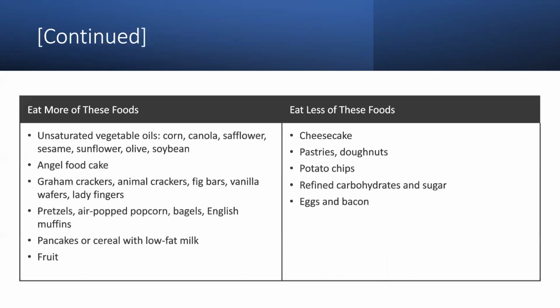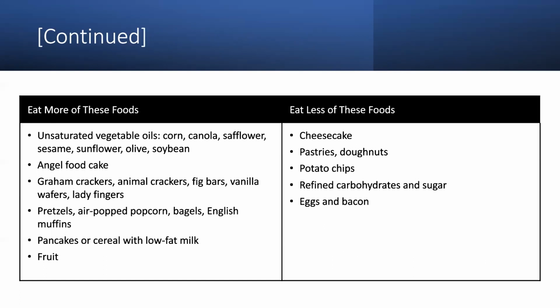Other than that, we should not be eating cheesecake, pastries, donuts, potato chips, refined carbohydrates, sugar, eggs, and bacon. We should not be eating much of these. What should we be eating otherwise? Unsaturated vegetable oils: corn oil, canola oil, safflower, sesame oil, sunflower oil, olive oil, or soybean oil.